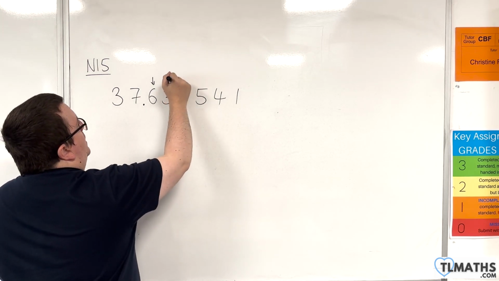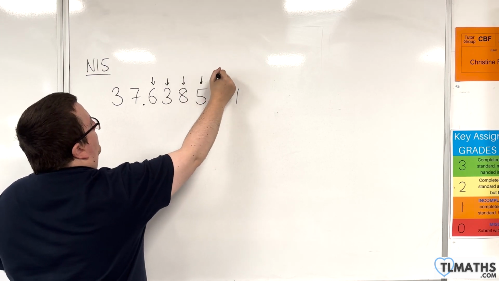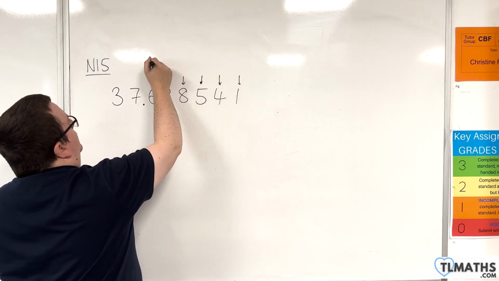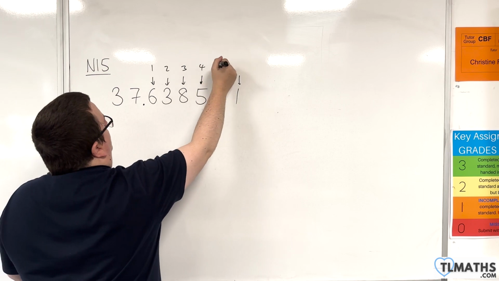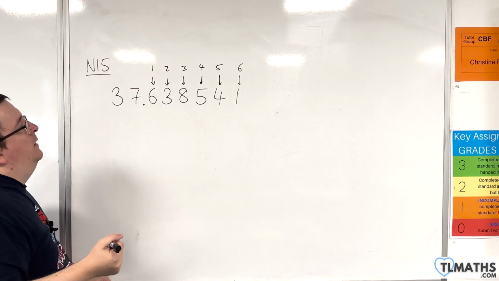And then we've got the 3, then we've got the 8, then we've got the 5, then we've got the 4, then we've got the 1. So 1, 2, 3, 4, 5, 6.